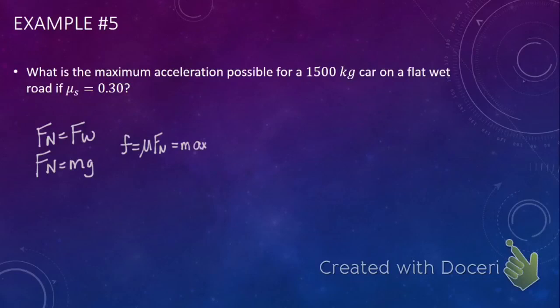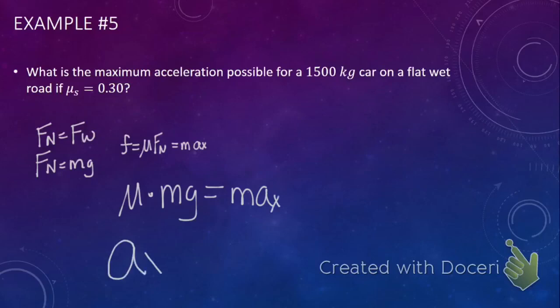When we start plugging everything in, we do get mu times mg is equal to m times our acceleration. As a result, we get the fact that our acceleration on a flat level road is going to be equal to gravity times mu. All right, this will work for any flat level surface as long as there are no additional problems present, so then you can plug and chug from there.